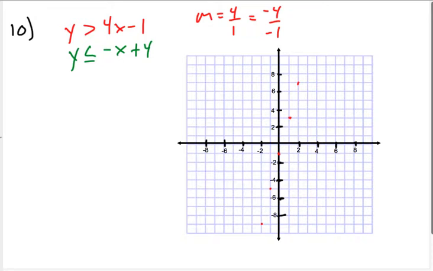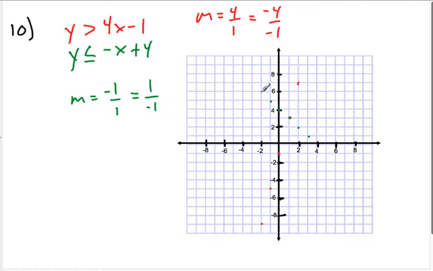And now we have the green one. So the intercept is 4 and the slope is -1, which means down 1, right 1, also up 1, left 1. So down, right, there they intersect.